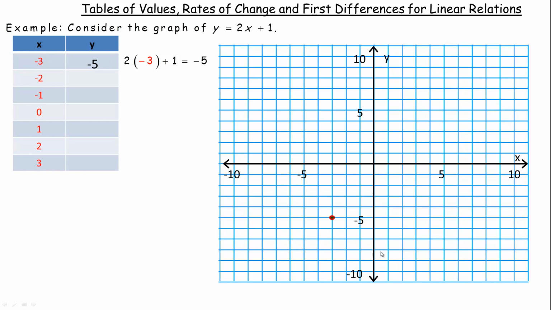So now, I just plotted the point here. This is actually the point -3 comma -5. So we go left 3, down 5. So that's the point -3 comma -5.